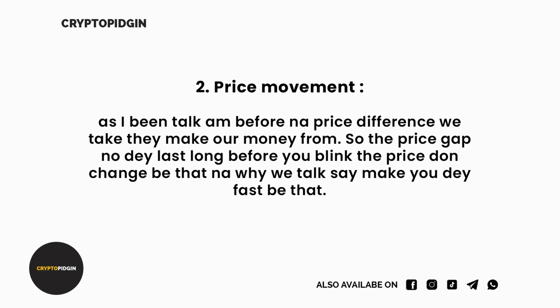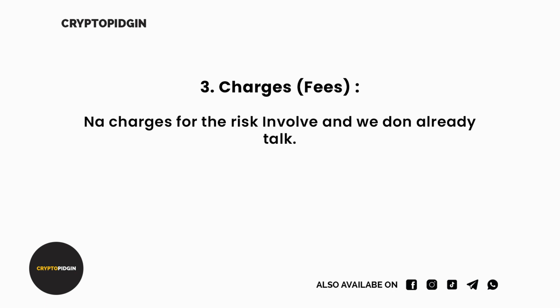Number two na price movement. As I be talking before, na price differences we take dey make money for crypto arbitrage. So the price gap no too dey last long. Before you blink, the price don change. Na why we talk say make you dey fast for anything wey you wan do wey concern crypto arbitrage. Number three na charges. We don talk about charges before, so we no go talk about am.